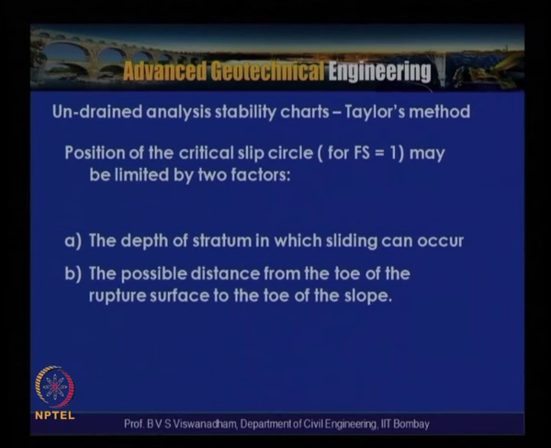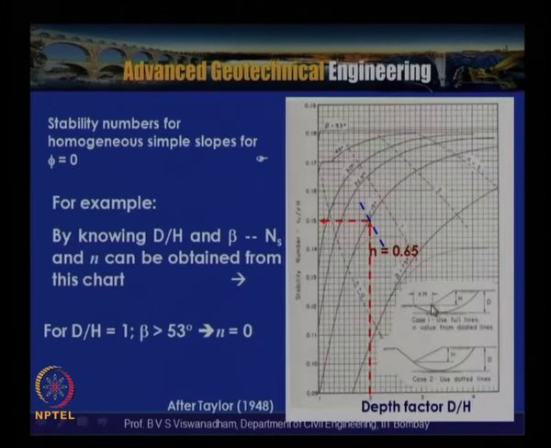In the undrained analysis, stability charts given by the Taylor method, the position of the critical surface may be limited by two factors. One is the depth of the stratum in which the sliding can occur, and the other is the possible distance from the toe of the rupture surface to the toe of the slope. Taylor has given charts for determining this value n, in terms of nH. This distance, n multiplied by H, where H is the slope height, is the failure surface, which is obtained for slopes which are less than 53 degrees also. So these are the stability numbers for homogeneous slopes for phi equal to 0.